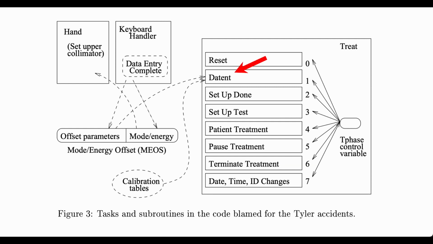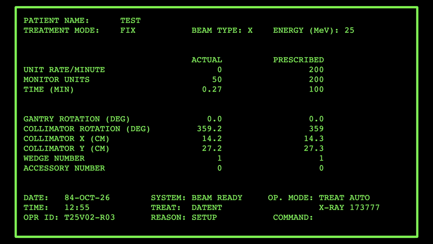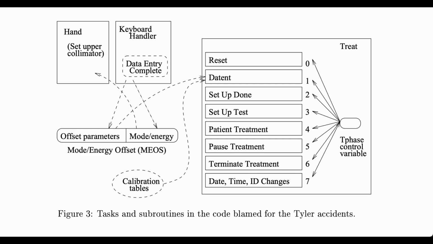During the data entry subroutine, a shared variable called the data entry complete flag is used by the keyboard handler to signal to the treatment task that data entry is complete. The keyboard handler knows data entry is complete when the user's cursor is at the bottom of the screen. The data entry subroutine, upon being called, checks to see if the mode and required energy have been entered by the operator. If so, it looks up the required operating parameters for the mode and energy prescribed.